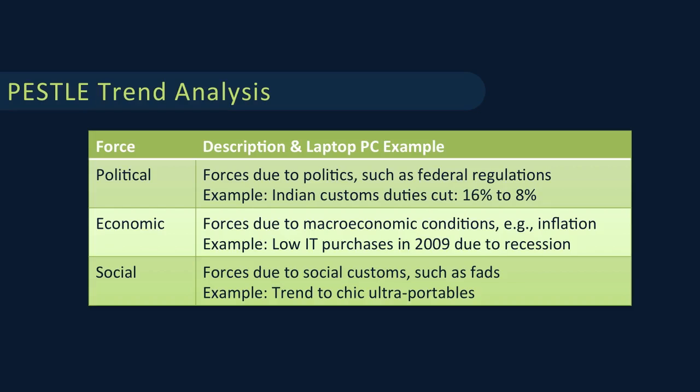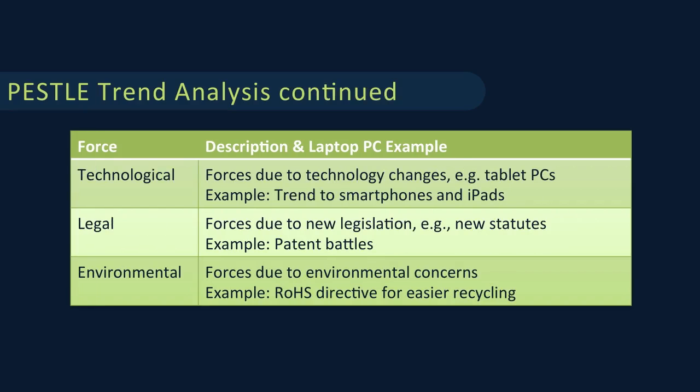The third force is social, such as social customs and fads. For example, travelers have developed a preference for thinner and lighter laptops, resulting in increased sales of ultra-portable machines. The fourth force is technological, such as miniaturization and increased computer processing power. For example, advances in processors and touchscreens have helped to drive increased sales in smartphones and tablets, such as the Apple iPad.